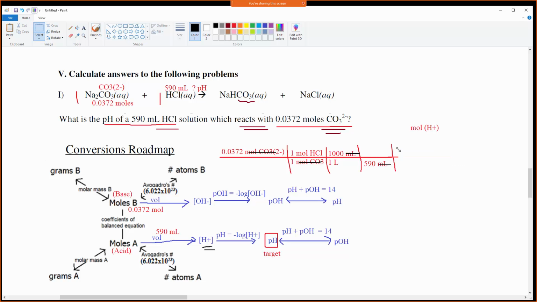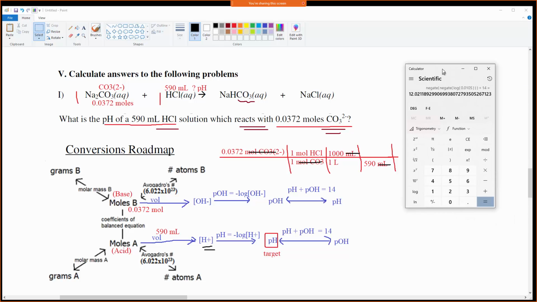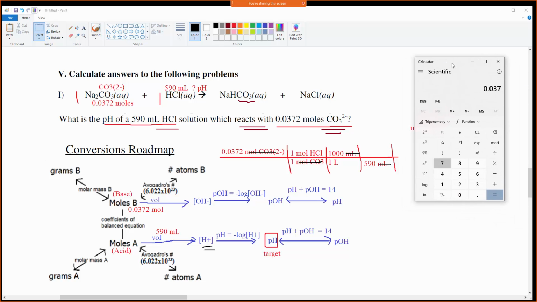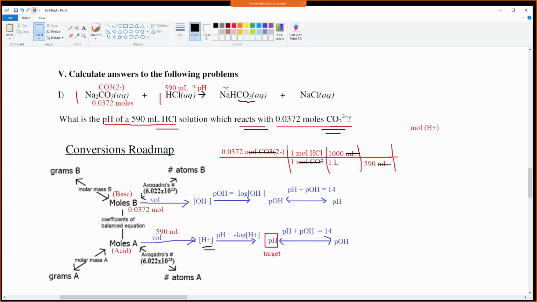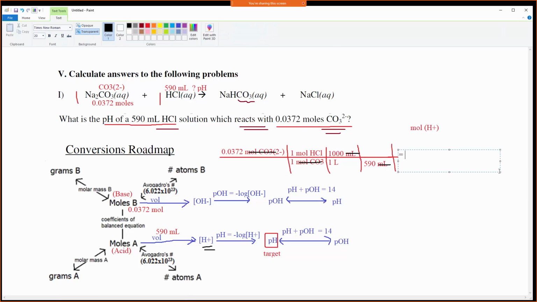Just going to kind of fluidly move between the two. Okay, so 0.0372 times 1 divided by 1 multiplied by 1,000 divided by 590. That gives me a concentration of 0.0631 molar HCl solution, which of course is the same thing as saying 0.0631 molar H+ solution.